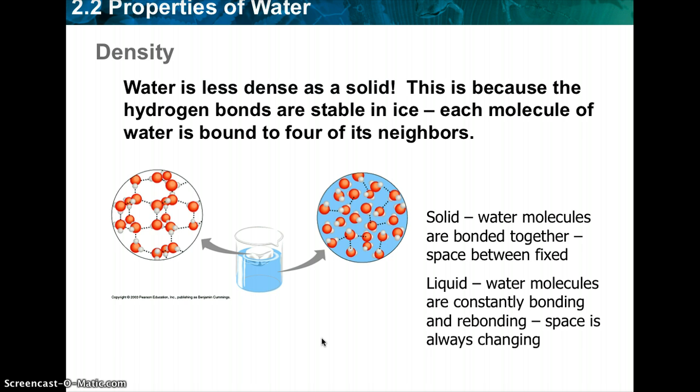It's definitely less dense. This is because the hydrogen bonds are stable in ice. Each molecule of water is bound to 4 of its neighbors. So when the water is solid, water molecules are bonded together and the space between is fixed. It cannot move. An ice cube cannot be formed into anything else besides what it was frozen as, which is typically a square. When water is in liquid form, water molecules are constantly bonding and rebonding, and space is always changing. They're moving around. That's why liquids tend to fill the container they're poured into.